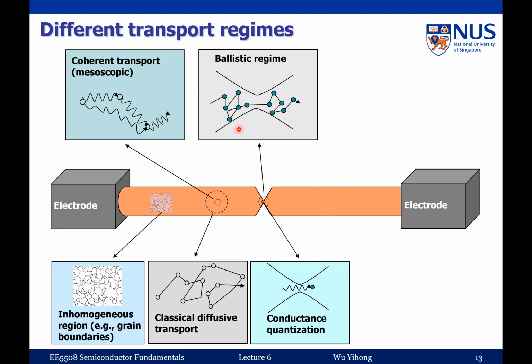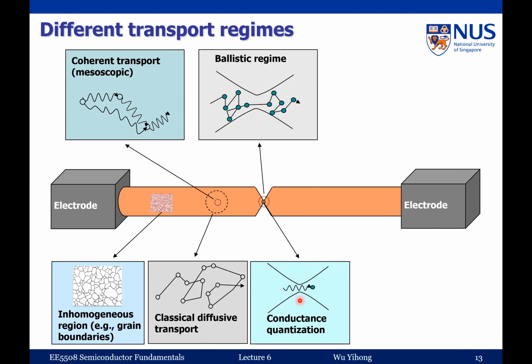Now, if we reduce this further to be much smaller than this mean free path, then of course we'll see the electron as a wave again. In this case, this is called quantum confinement, right? This is the one we talked about in lecture 3, the quantum wire. So this is a typical quantum wire.